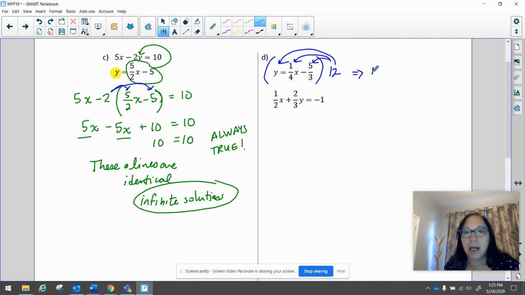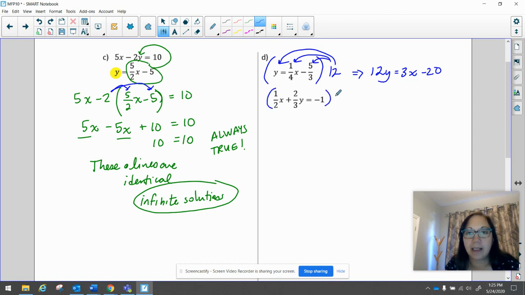So 12 times y is 12y. 12 divided by 4 is 3, so that's equal to 3x. 12 divided by 3 is 4. 4 times 5 is 20. So I can rewrite that equation as 12y equals 3x minus 20.